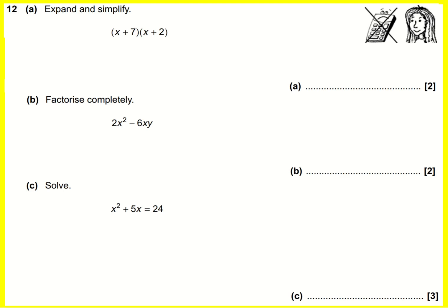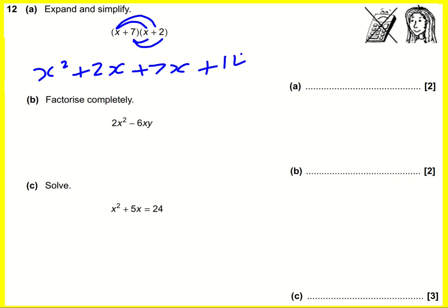Okay, in this question we've got some expanding brackets, some factorising and some solving. Brilliant. Let's go. So the first one is a double bracket expansion, and what we need to do is the crab claw method. So x times x gives us x squared, x times 2 gives us plus 2x, and then we deal with the bottom. 7 times x gives us 7x, and then 7 times 2 gives us 14. It says to simplify, so that's going to be x squared plus 9x plus 14.